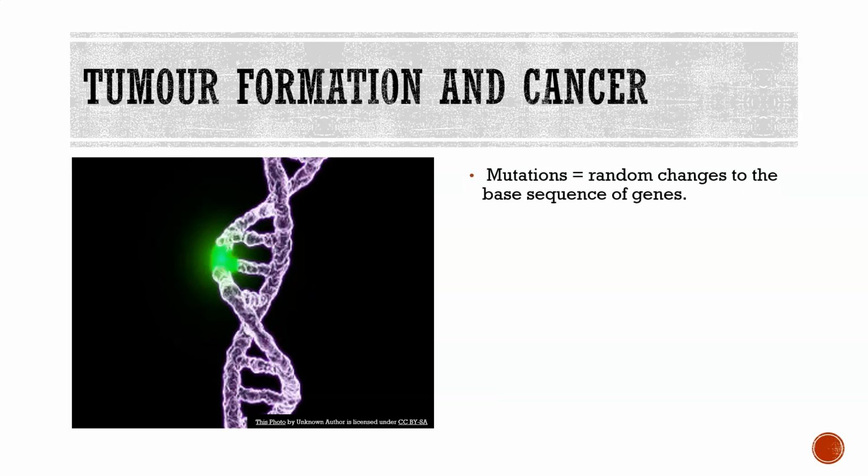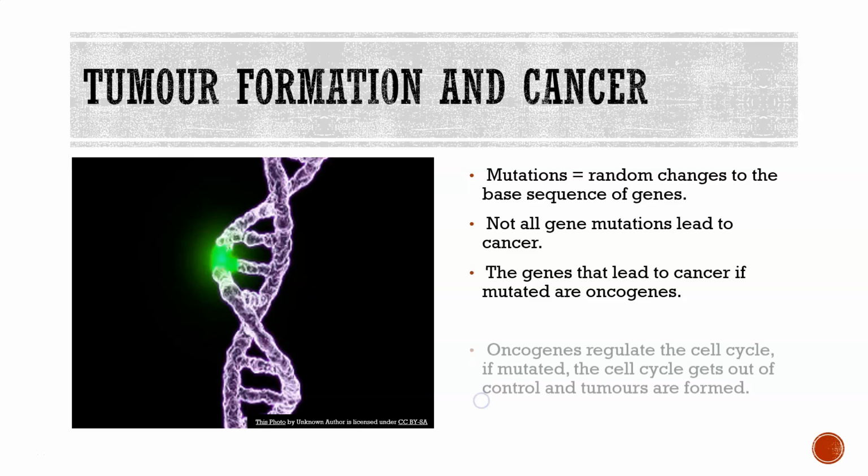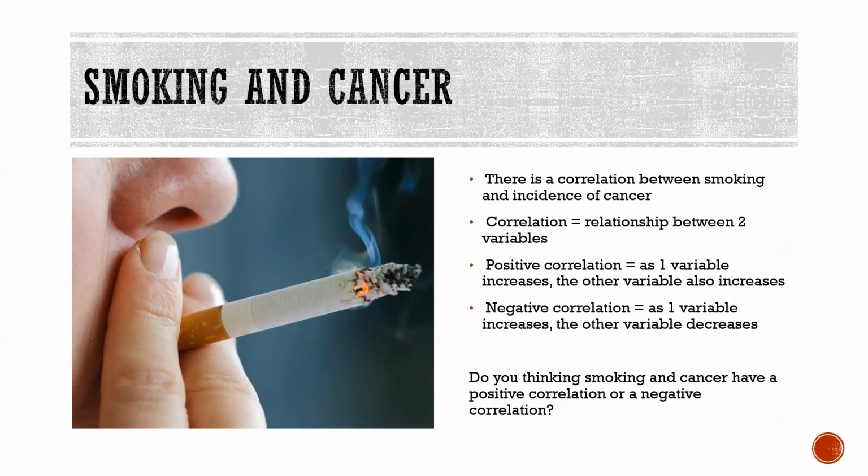Mutations are random changes in the sequence of genes. Not all gene mutations lead to cancers. The genes that lead to cancers, if mutated, are called oncogenes. Oncogenes regulate the cell cycle, and if mutated, the cell cycle gets out of control and tumours are then formed. We know that there are links between smoking and cancer. There's a positive correlation there.